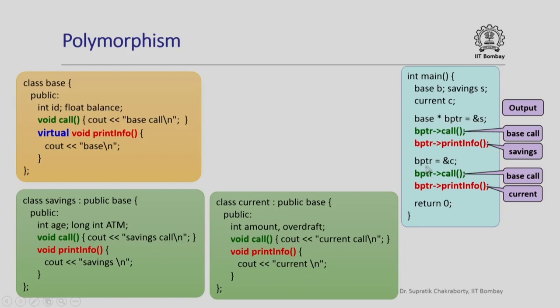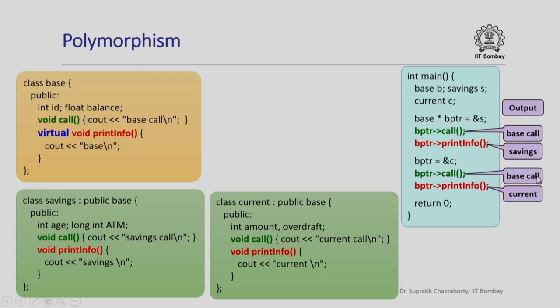And now once again BPTR is assigned the address of C. So this is once again fine because C can also be viewed as an object of the base class. And when we again do BPTR arrow call, BPTR is a pointer to the base class. So BPTR arrow call means we have to go to the base class, see what the method call is, and it is not a virtual method. So therefore whatever this method call in the base class is saying, we have to do that.